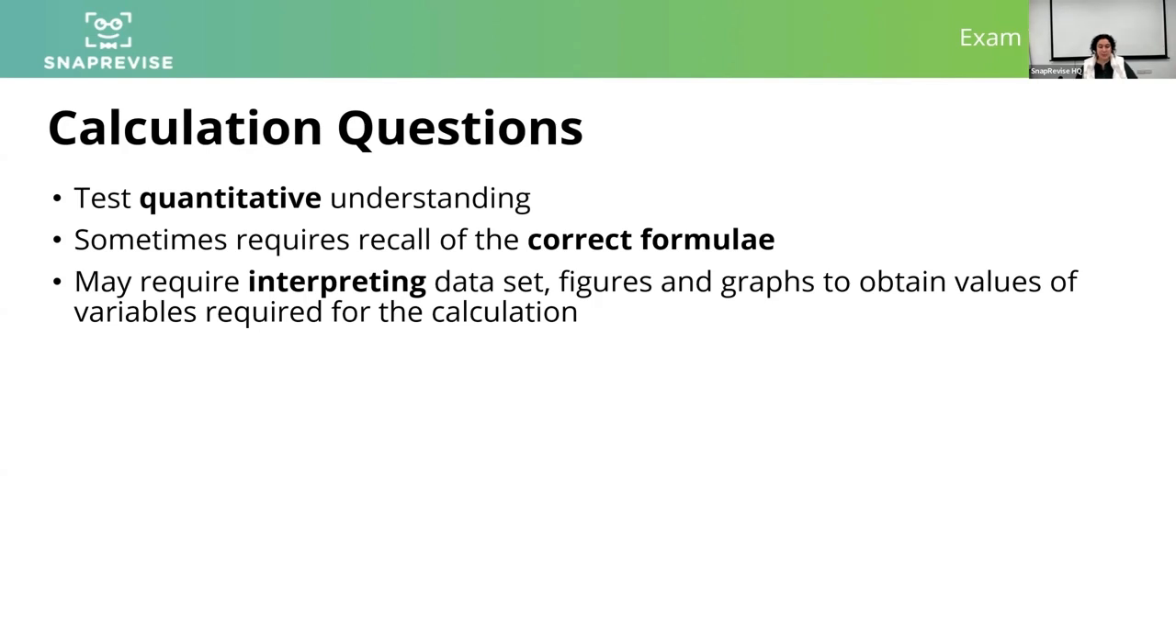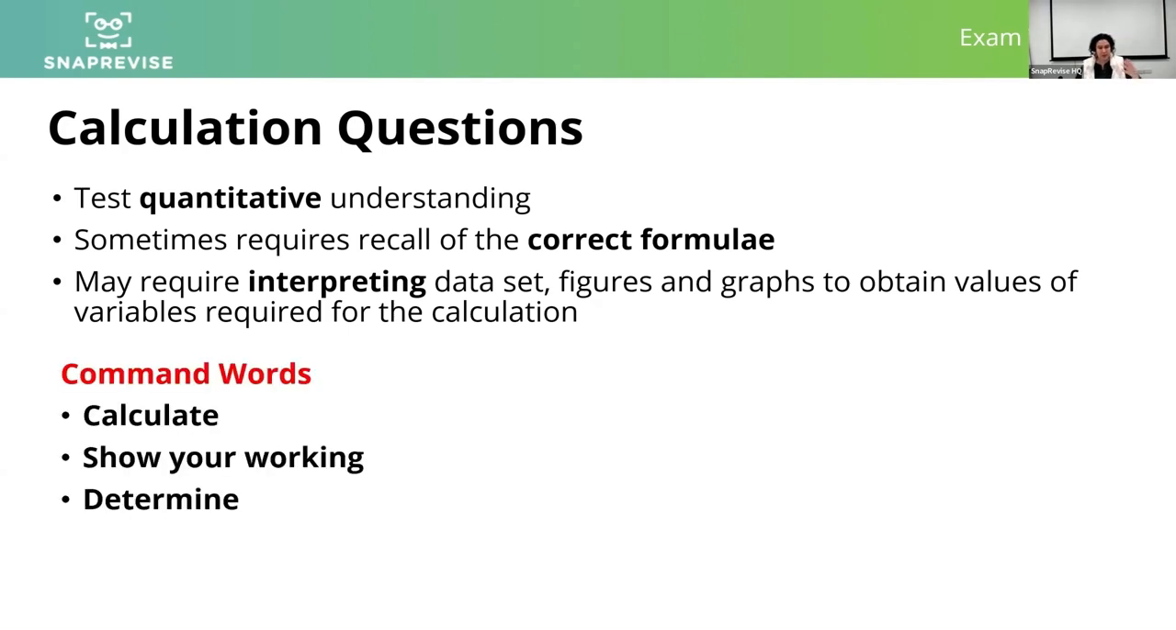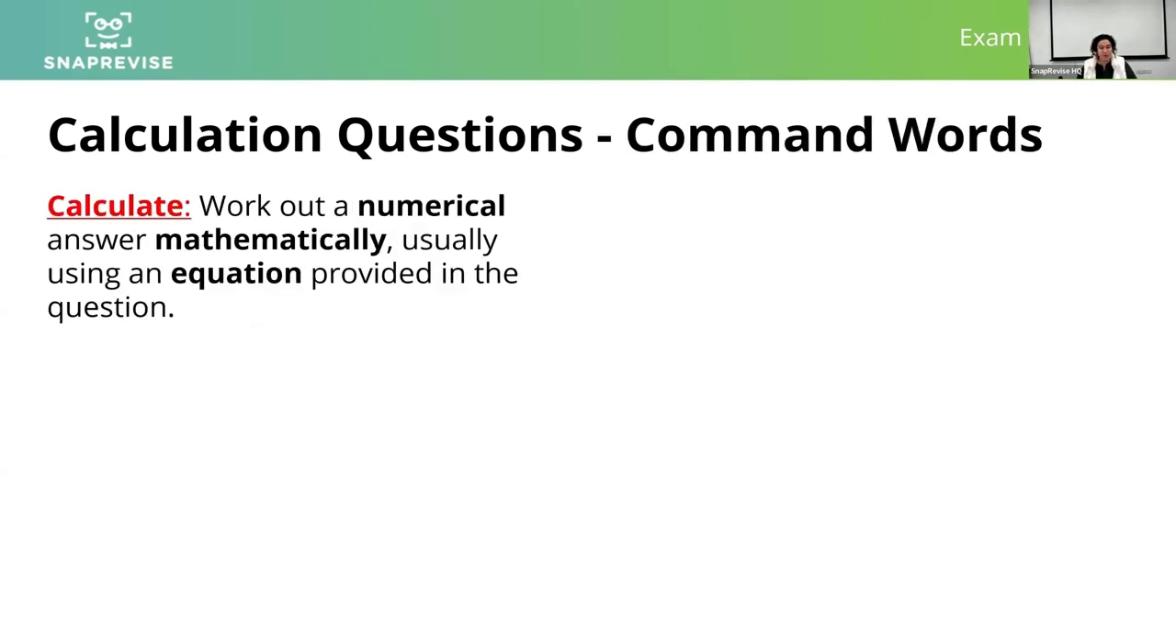You might have to interpret data sets that are given to you, such as figures, graphs, tables of numbers sometimes. And you sometimes have to do a simple calculation, such as an average or something like that, or percent increase or decrease. The types of command words that we're going to see are calculate, show your working, or determine. So you'll have to work out an actual numerical value using an equation that will either be provided in the question, or it's going to be something that you already know, like an average.